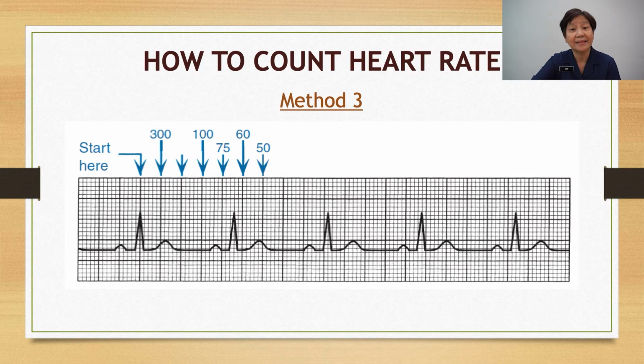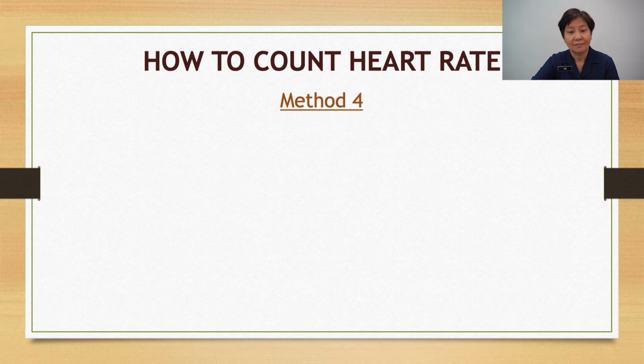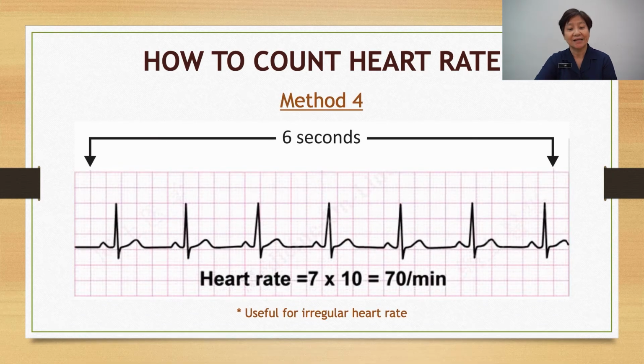The fourth method is you use a 6-second strip. Later I will show you how to count the 6-second strip. From there you count how many R waves are in the 6-second strip. Here I'll show you 7 RR within the 6 seconds, so you just times 10, equivalent to 70 beats per minute. This method is good for irregular heartbeats, for example atrial fibrillation. You just count how many R waves in these 6 seconds times 10, which is equivalent to your heart rate.